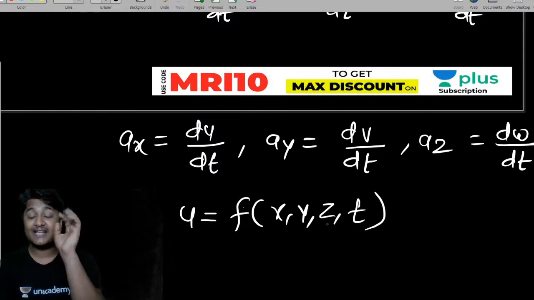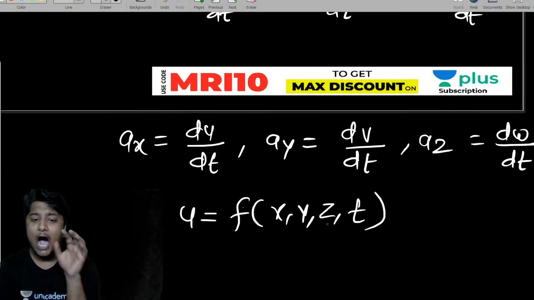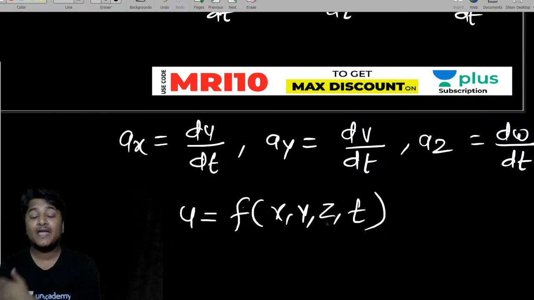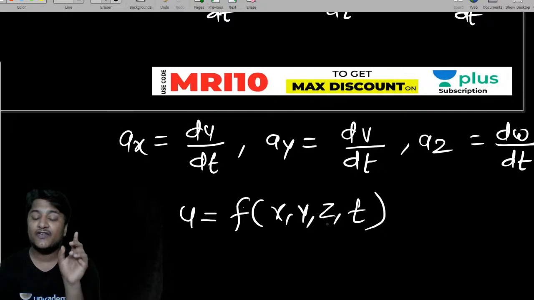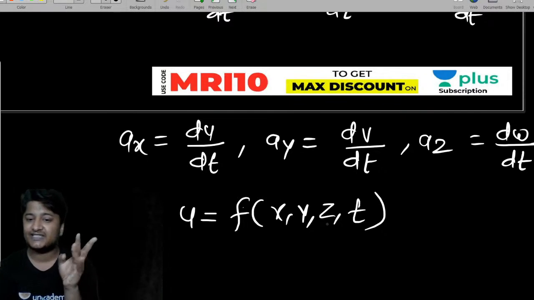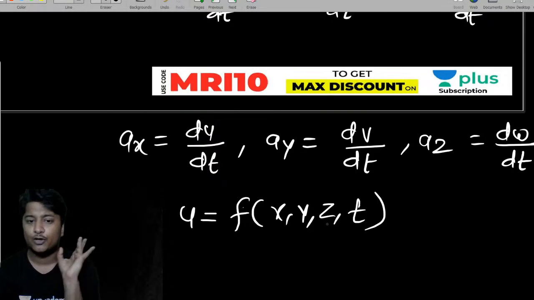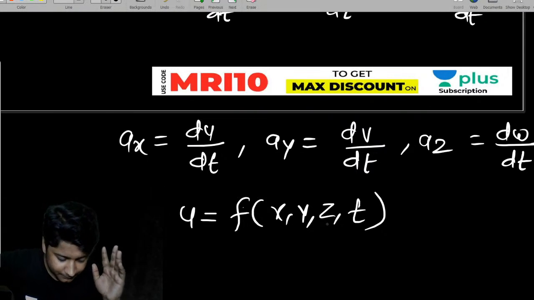Now many people will ask me, sir, you told us u is dx upon dt. How can that velocity be a function of x, y, z and time? Beta, I am taking 3D flow. What is the meaning of 3D flow? That any component will be dependent on the three variables x, y, z. All three components can be valid on all three. Time is the extra part. Is that clear?